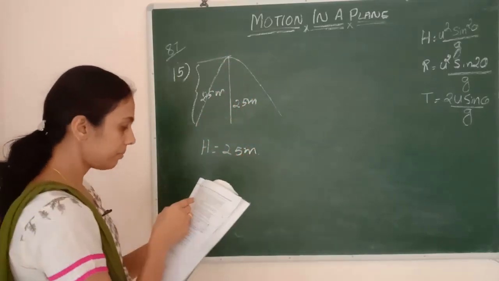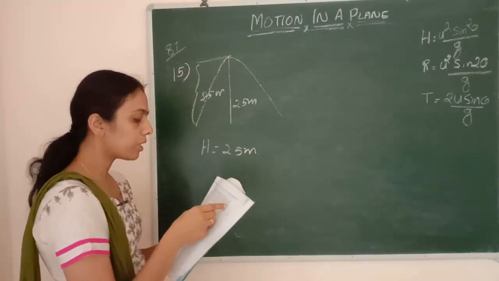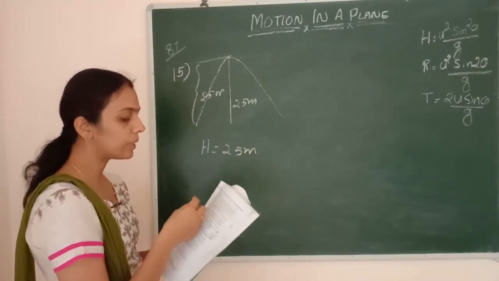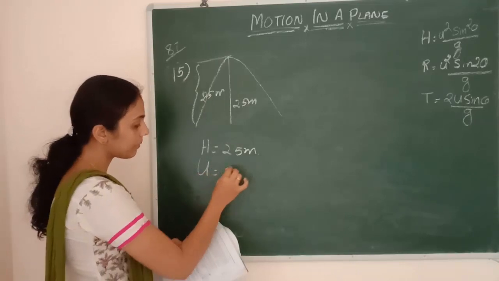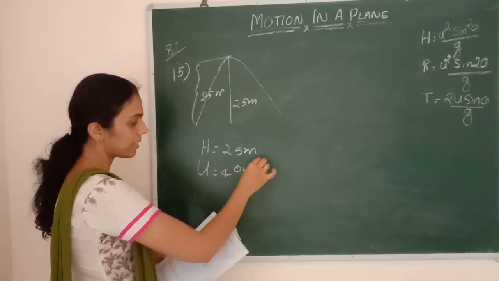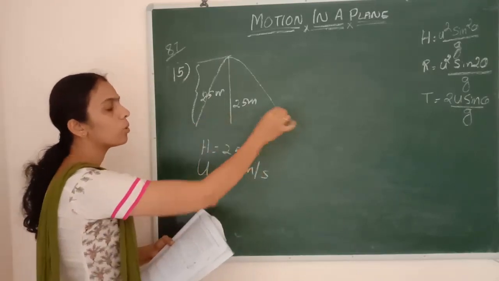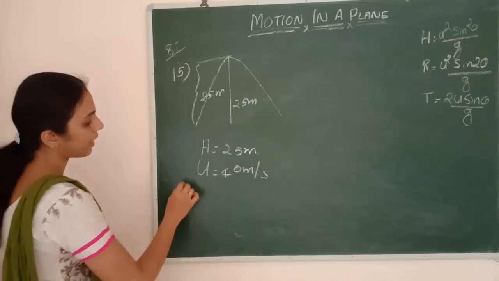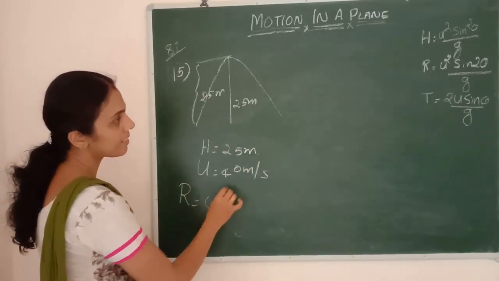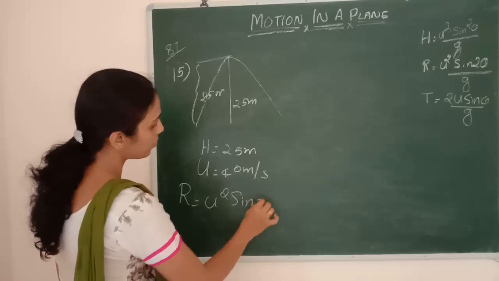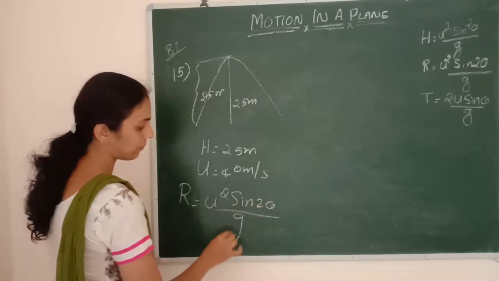Then, what is the maximum horizontal distance a ball can be thrown with a speed of 40 meters per second? Speed is given as 40 meters per second. So we should find the horizontal distance. How can we find the horizontal distance? U square sine 2 theta divided by g.